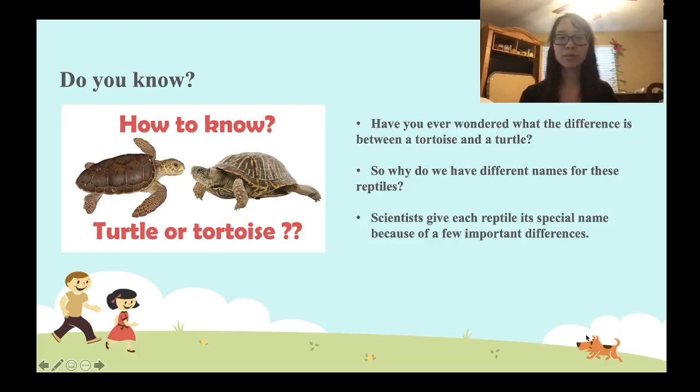And you see the picture on the left slide, you see a turtle and a tortoise. They look somewhat similar, but they have some differences. So this is the reason why they have different names. And so in this lesson we will get to know more about why it's called a turtle and why it is called a tortoise.